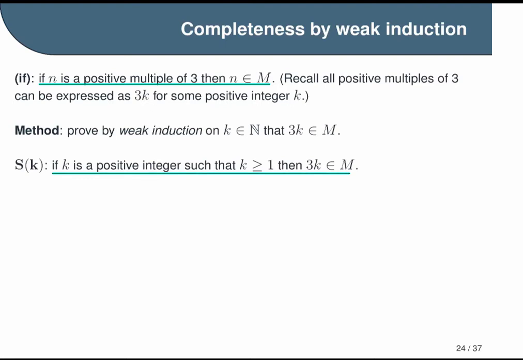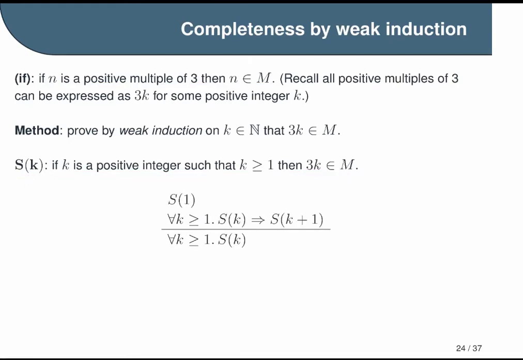All right, so now that we have an S of k, we can write out the full outline of our inductive argument in terms of S, right? So we start with our base case here, that's S of 1, and then we say for all k greater than or equal to 1, if S of k holds, then S of k plus 1 holds. And if we manage to establish this, then our conclusion is established, and our conclusion is that for all k greater than or equal to 1, S of k holds, which is the same as saying S of k holds for all positive integers. And this would prove completeness.